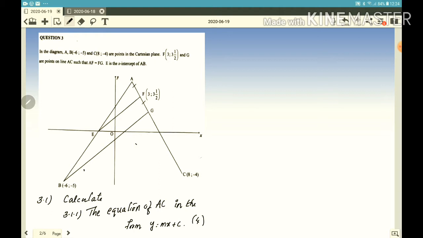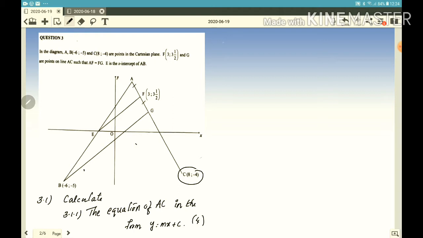Where one point, I'm going to use this point, because this is a very simple point compared to the other one, because in F we can see the fractions are there. So it is better to choose the number without the fraction. So I'm selecting the point C. Now I need to know the gradient. We can find the gradient of this line because 2 points are given. So just find out the gradient of AC. Let me find that one.